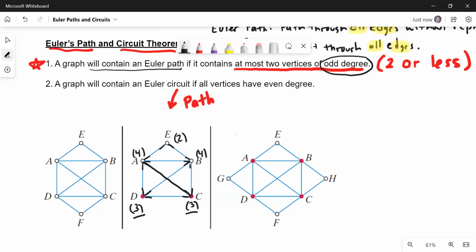Let's see if I can do this differently. I'm going to try and trace this. Let me get my highlighter. 1, 2, 3, 4, 5, 6. There we go. That time I started at C and ended at D.